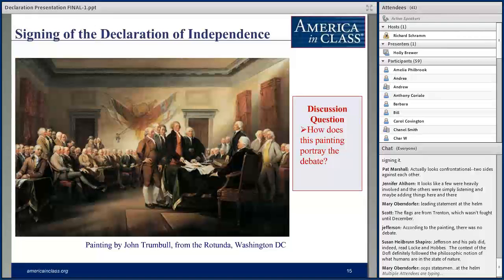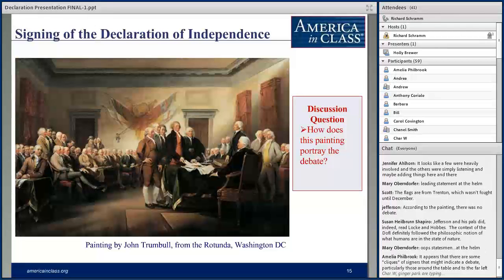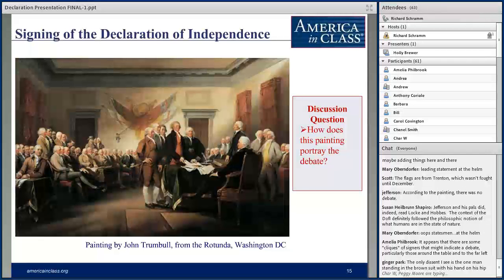Actually looks confrontational, two sides against each other. Jennifer writes, it looks like a few were heavily involved and the others were simply listening and maybe adding things here and there. Leading statesmen at the helm. The flags are from Trenton, which wasn't fought until December, a little ahistorical. According to the painting, there was no debate. Jefferson espoused cliques of signers that might indicate a debate, particularly those around the table to the far left. The only dissent, let's see, where did that one go?